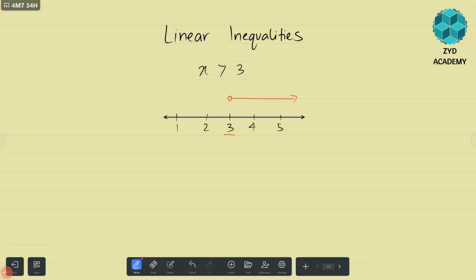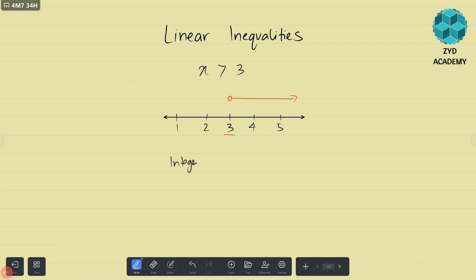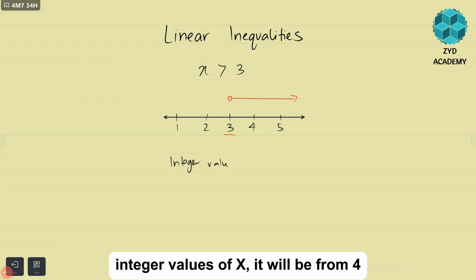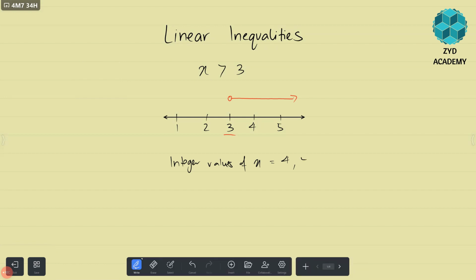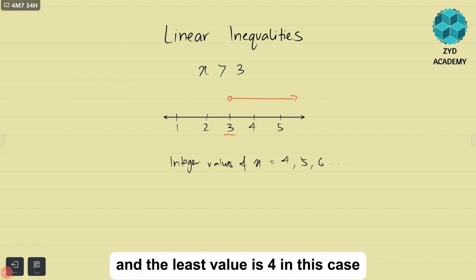If, let's say, we want to find out the integer values of x, it will be 4, 5, 6, and so on. These are the integer values of x, and the least value is 4 in this case.